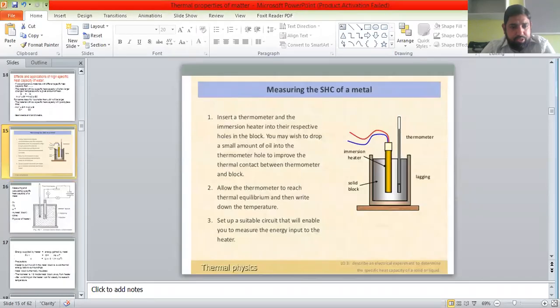Alaikum. In the last video, we discussed heat capacity and specific heat capacity of different materials, and we discussed the relations which we can use to calculate the specific heat capacity or find some other values. So we discussed some questions also. I hope you would have attempted those practice questions.